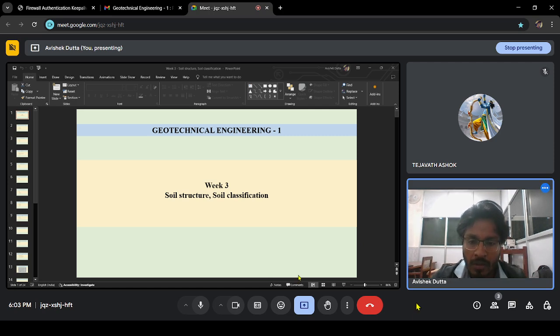So, good evening. This is the third practice session of the course Geotechnical Engineering 1. The topic of this session is soil structure, soil classification. Like the previous classes, this class will have a set of questions comprising multiple choice questions. It might also have multiple select questions, true false statements, and some numericals.